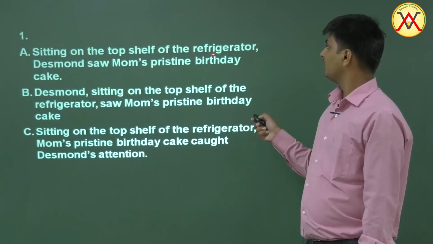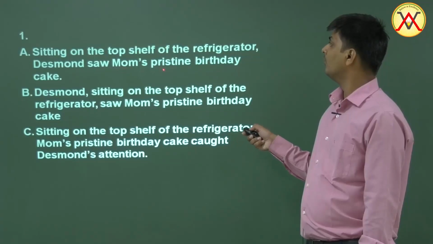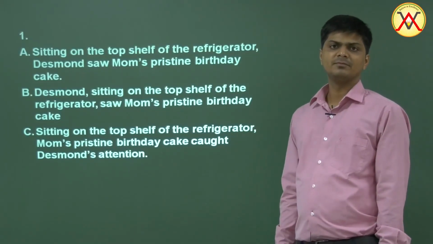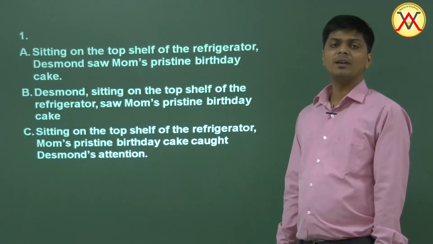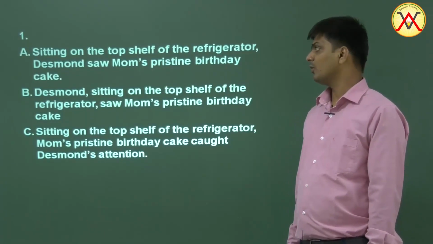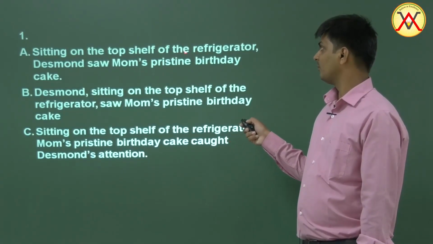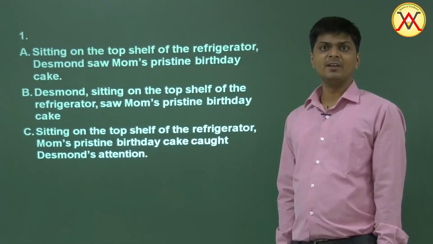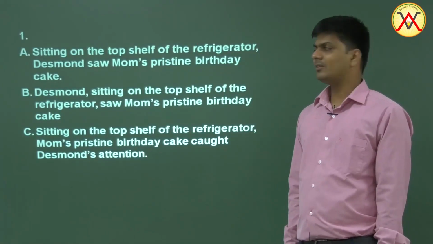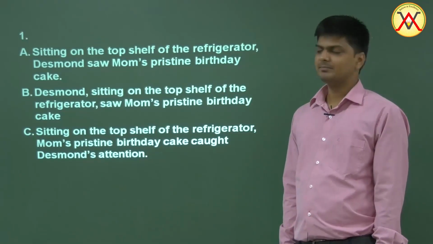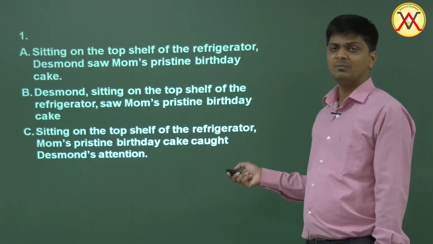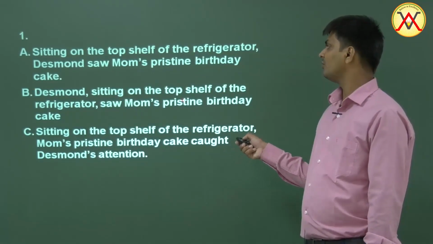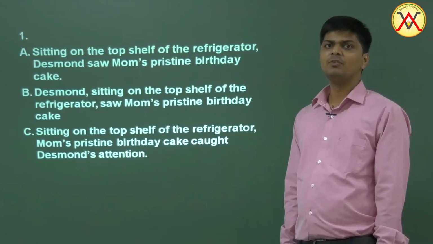Sitting on the top shelf of the refrigerator, Desmond saw mom's pristine birthday cake. Now, here, sitting on the top shelf of the refrigerator is written just before Desmond. It's close to Desmond. And obviously, Desmond cannot be sitting on the top shelf of the refrigerator. Desmond cannot enter it. Desmond is a boy. So this is a misplaced modifier. In the second one, Desmond sitting on the top shelf of the refrigerator. Again, it seems that Desmond is sitting on the top shelf of the refrigerator, which is again wrong.